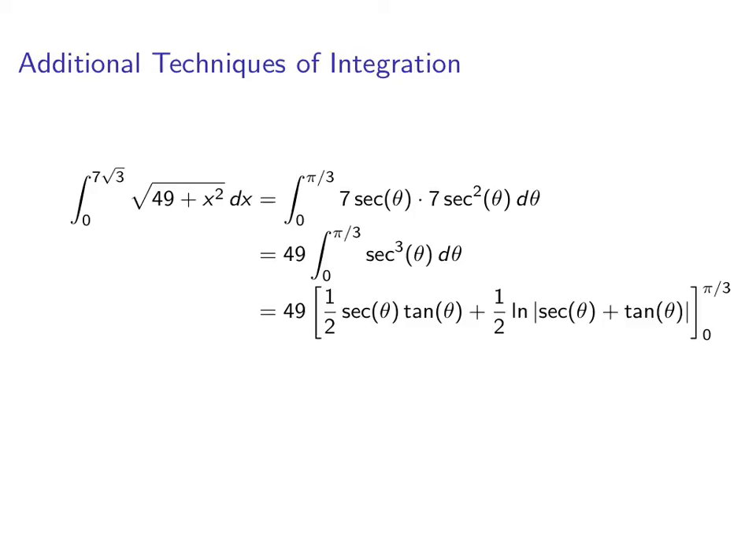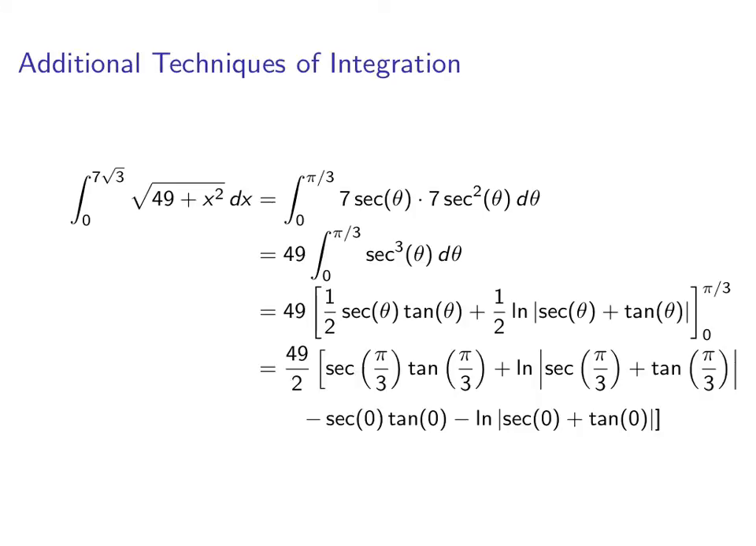Now we'll plug everything in. We'll plug in the pi over 3 and the 0. Now if you work these out, this is going to be 0, and log of this thing is also going to be 0. That's because secant of 0 is 1 and tangent of 0 is 0, so we end up with log of 1 and that disappears. So that's nice. When we plug in the 0, everything just disappears. All of this is gone.